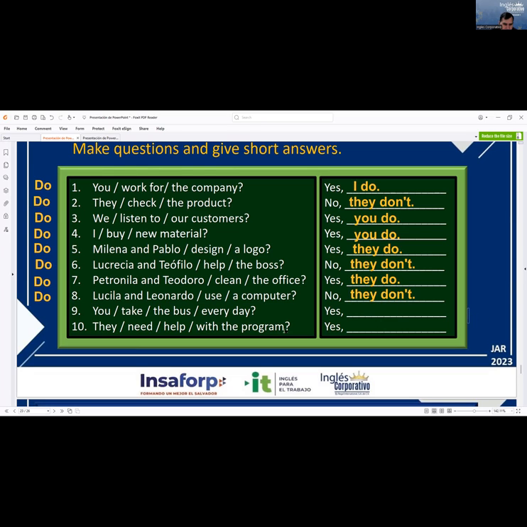And then, do you take the bus every day? Yes, we do. Do they need help with the program? Yes, they do.